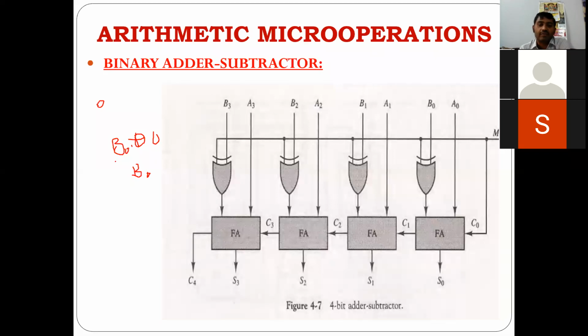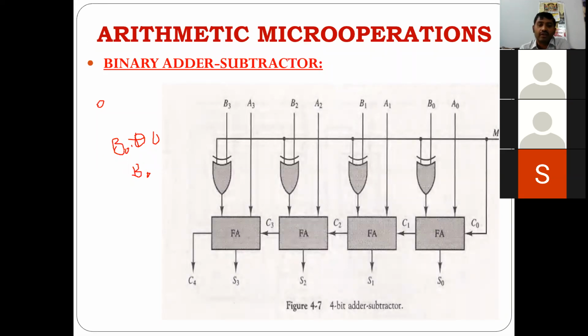You take the operation A bar B plus A B bar. A bar B, that is B0 bar, B0, that is 0. And A B bar, B0 dot 0 bar, that is 1. So this will be taken as B0. So what will be the XOR output now? XOR output will be B0. So B0, A0 will be given to the full adder so that it will be giving a sum S0 and carry C1. For example, now if I take control signal M equal to 1, what will happen?